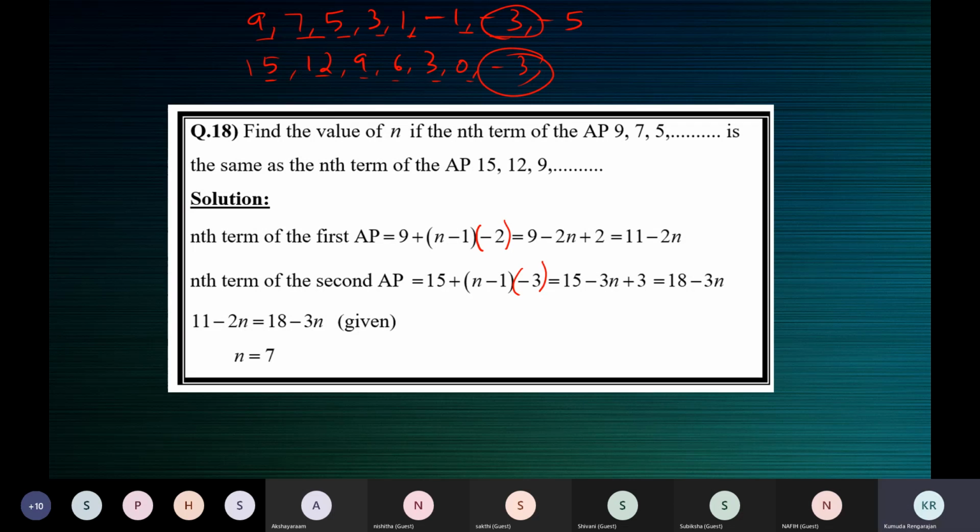You don't have to find minus 3 here. Find the value of n. n is 7. That means the seventh term of both the APs are the same, which we see is minus 3.